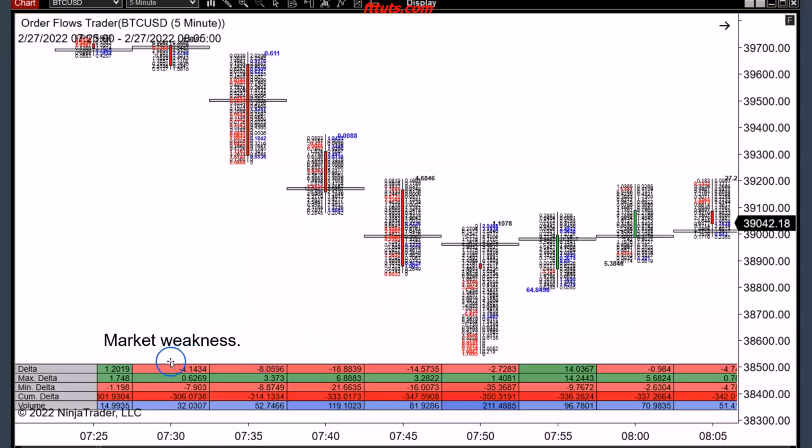But the signs were there in the delta that the market was weak. It's showing you that there's aggressive selling coming in, right? The market is just more or less going sideways, and then the delta just gets strong in a direction. Minus 4, minus 8, minus 18. Doubles, doubles, doubles. Aggressive sellers doubled, and it had a nice move down.